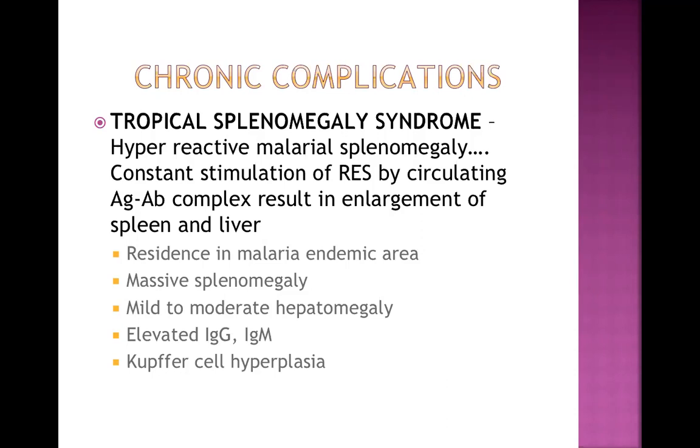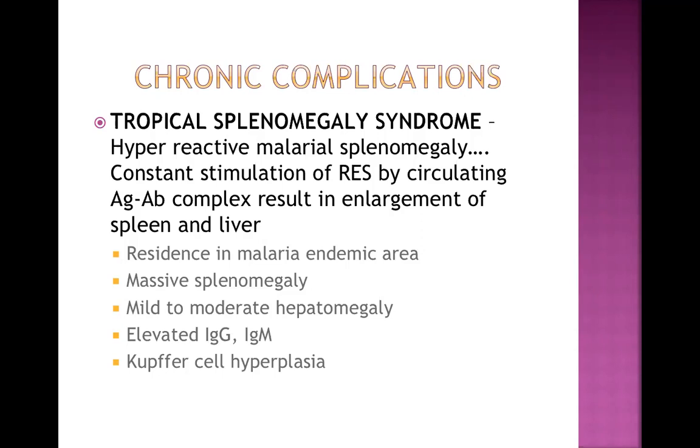Now remember, the spleen always enlarges towards the right iliac fossa. So when we are examining the spleen from there, when we reach the umbilical level, the tip of the spleen may be palpable. This is called massive splenomegaly. One of the causes is tropical splenomegaly syndrome, or you can simply say chronic malaria. This occurs because of constant stimulation of the reticuloendothelial system of the spleen by circulating antigen-antibody complex. Even hepatomegaly may be there along with splenomegaly in this case.